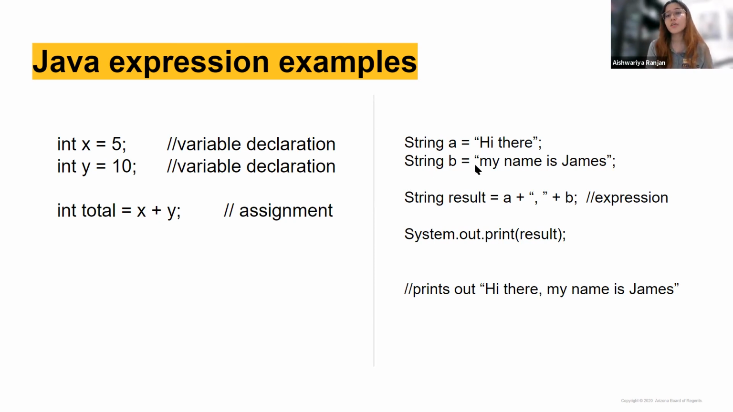Then in the example over here, we have string a and string b with these stored in them. So the string result is a plus this comma over here plus b. So this is concatenation. It's basically just putting it together because you can't add text as such. And then we print out the result. So the answer looks like this. You would print out hi there, comma, my name is James.